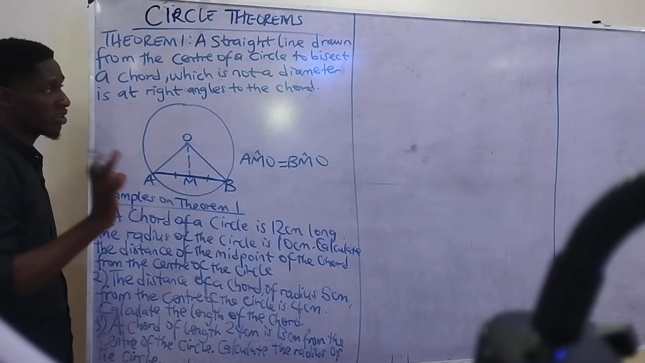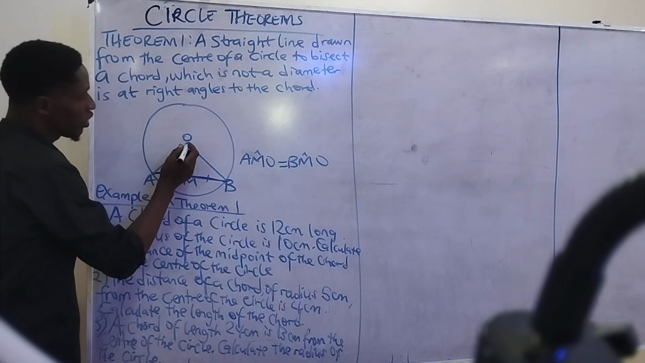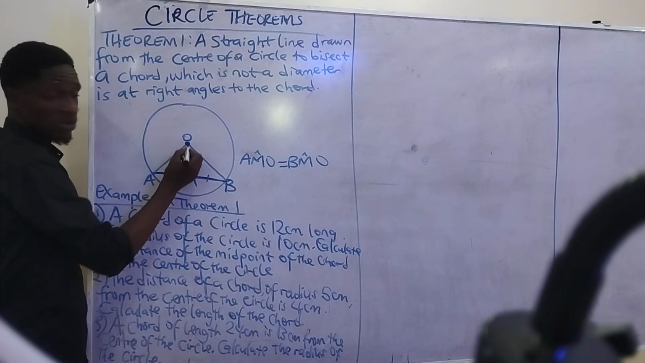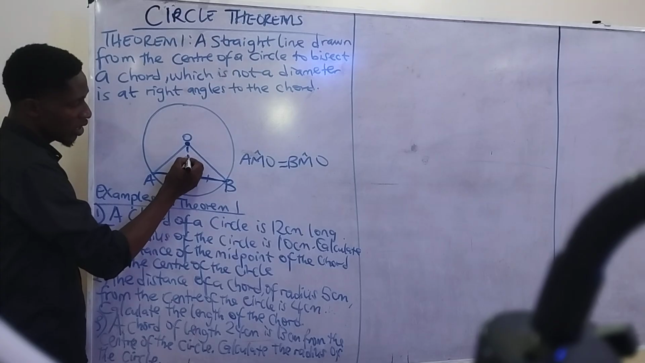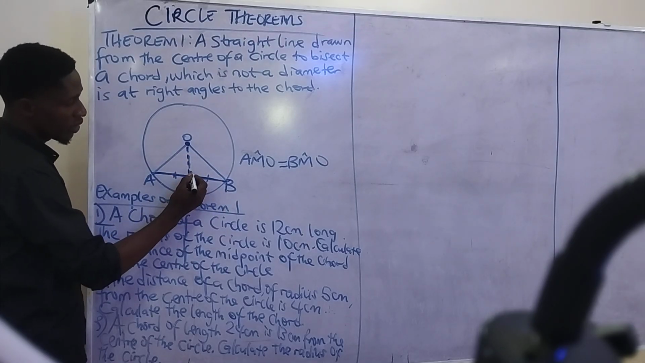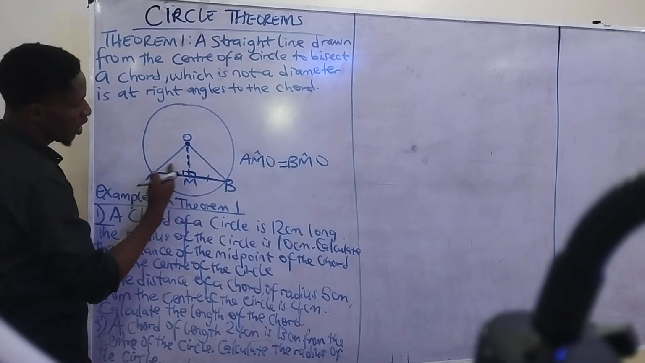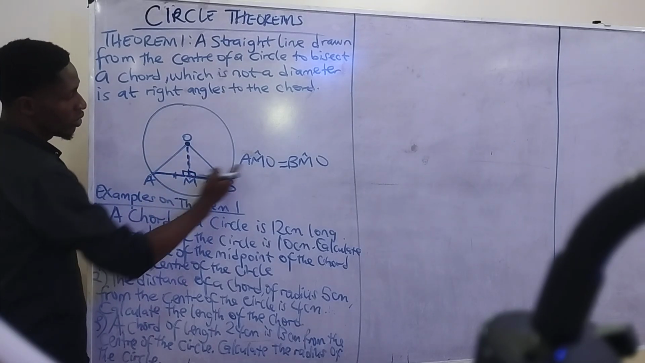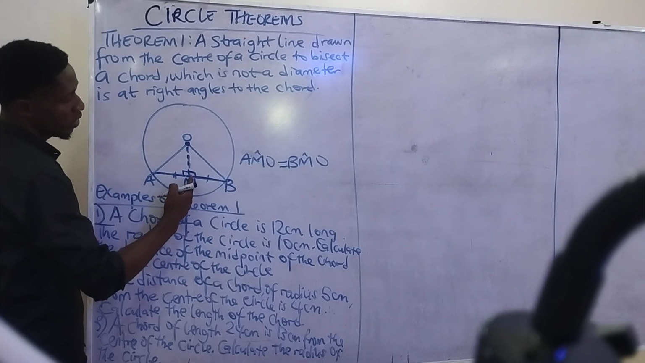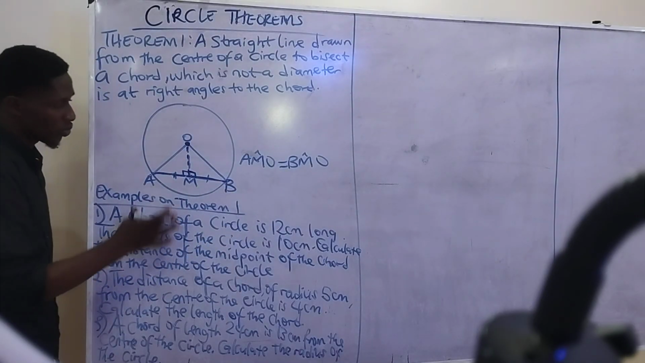When you are dealing with a chord that is not a diameter, it's going to form angle 90. So if we have, this is the center of the circle, from here it is going to bisect it into two equal parts. So 90 is formed here, 90 is formed here, making it angles on a straight line, which is 180. So angle AMO is equal to BMO, which is equal to 90 degrees, which you know. So we are going to be using it.